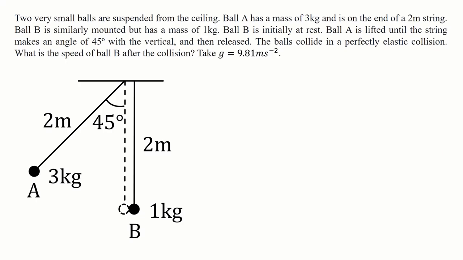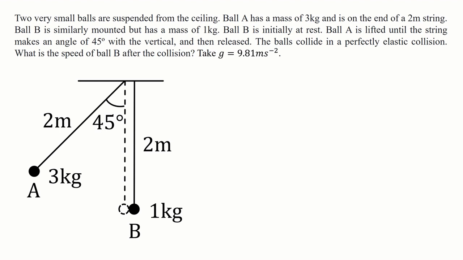Two very small balls are suspended from the ceiling. Ball A has a mass of 3 kilograms and is on the end of a 2-meter string. Ball B is similarly mounted, but has a mass of 1 kilogram. Ball B is initially at rest.